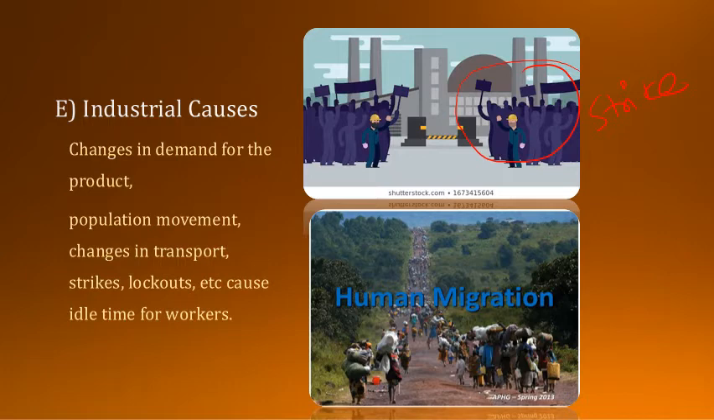Next reason is given, population movement. When there is huge migration, human migrations are there, then also factories remain closed and it causes idle time. Then changes in transport, strikes, lockouts, etc. also cause the idle time for workers.